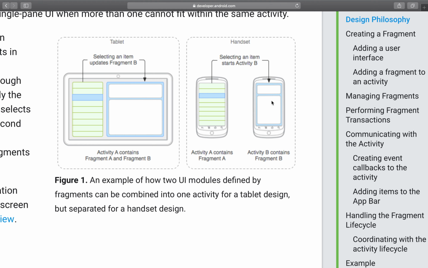However, both fragment A and fragment B are in one activity. And in this case, it says that activity A contains fragment A, and activity A contains fragment B. However, we can have, like I said, one activity that displays fragment A, and then we can navigate completely to fragment B. So this could all be one activity.